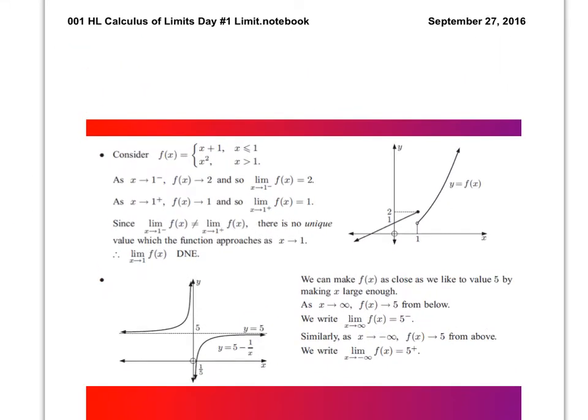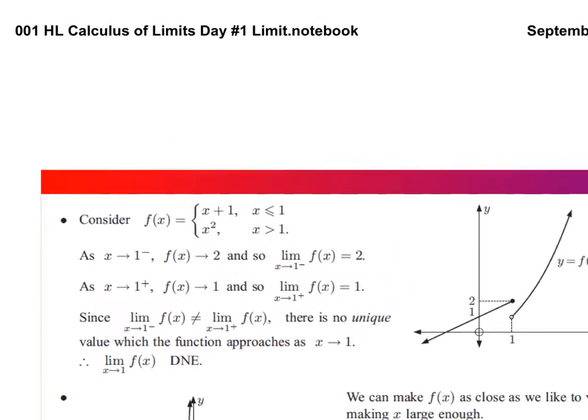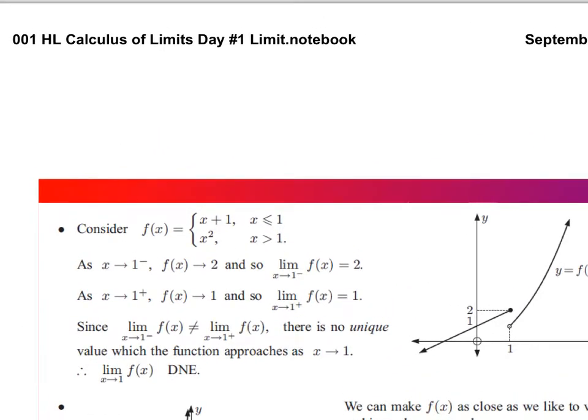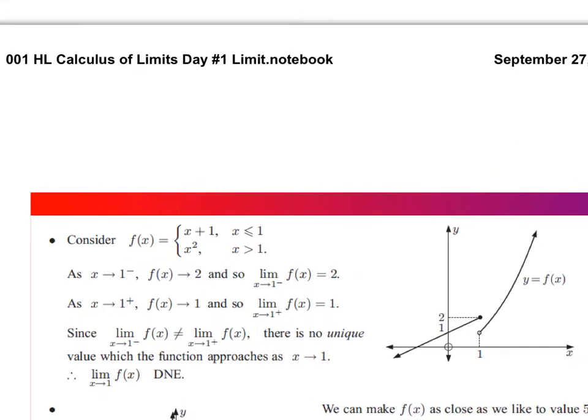All right, so let's look at this example here. Consider f of x equals this piecewise function, right? And you can see that this piecewise portion is right here, and this piecewise portion, oops, I got those backwards. So that piecewise function is right here, and this piecewise function right here.